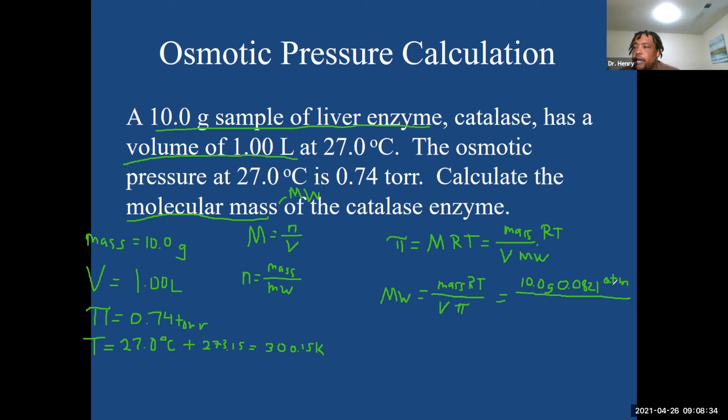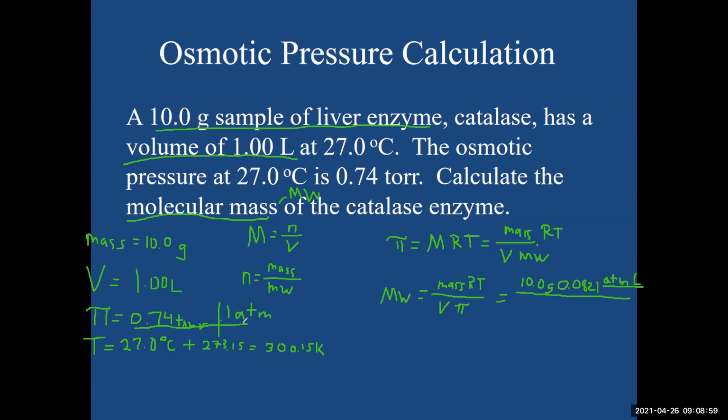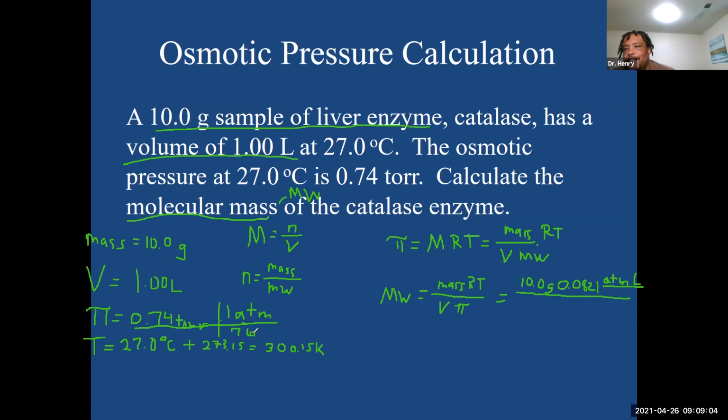Okay, but we know that R is in atm liters. So our pressure, we have to change towards atm. How do I do that? One atm equals how many torrs? Anybody remember? It's like 700 something, isn't it? 760? That's pretty good. You at least got it in the ballpark.